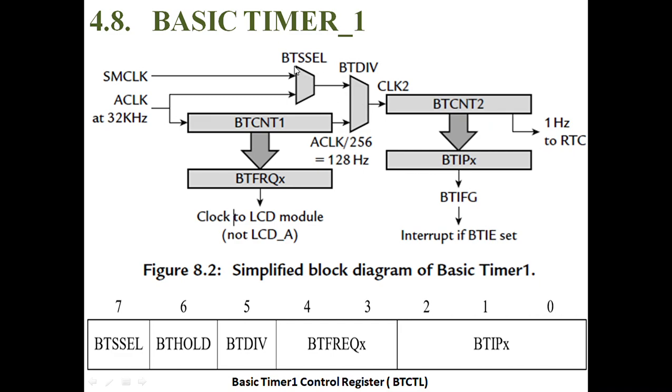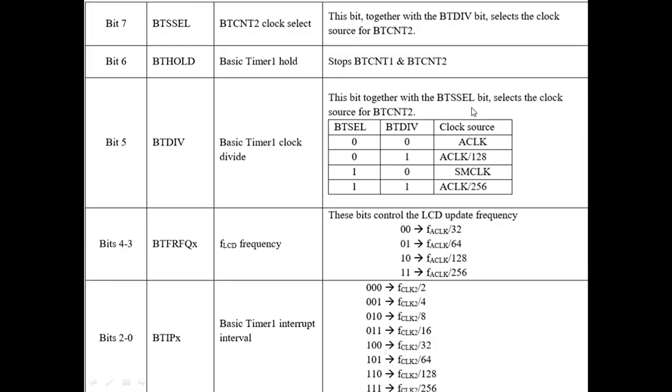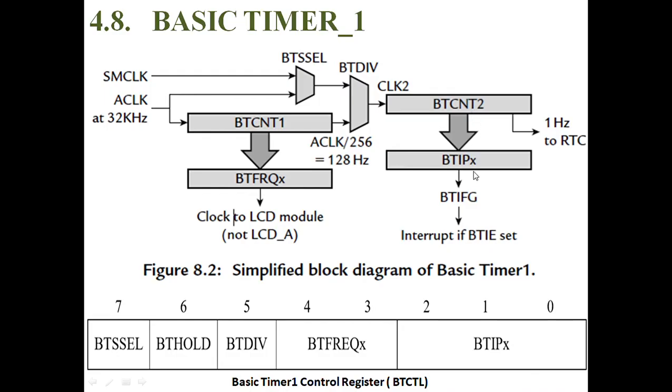Similarly, basic timer source select value is 1 and its value is 0. At that time, the auxiliary clock frequency is giving to the subsystem main clock. This clock frequency is giving to the basic timer counter 2. Similarly, it is 1 1. The subsystem main clock is divisible by 256 and is giving to the basic timer counter 2. Similarly, it will generate the interrupts.